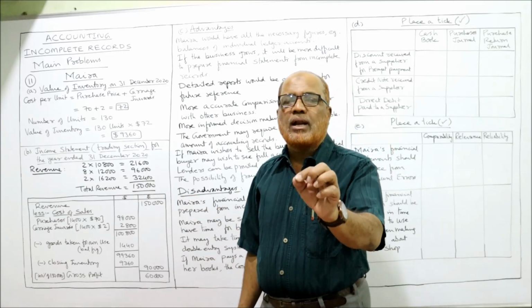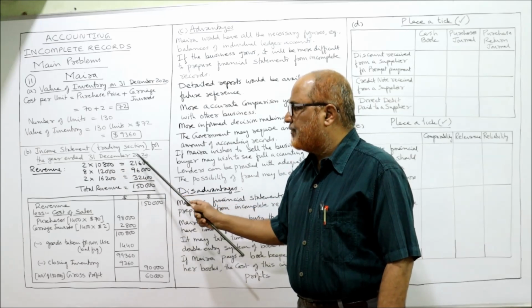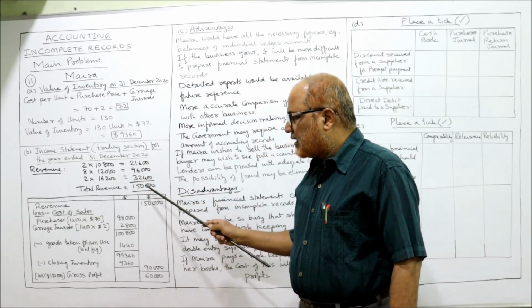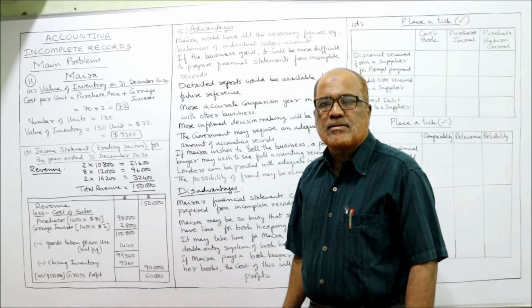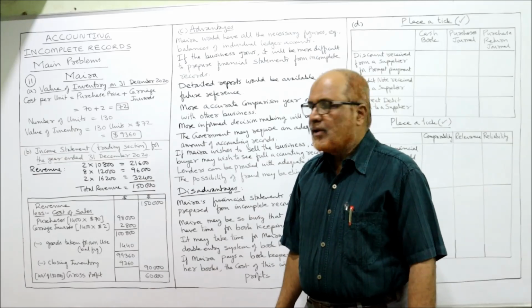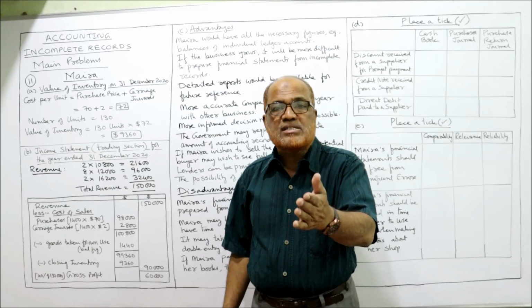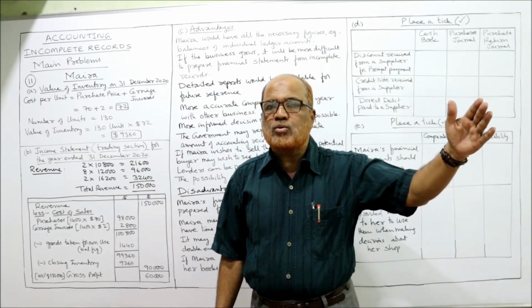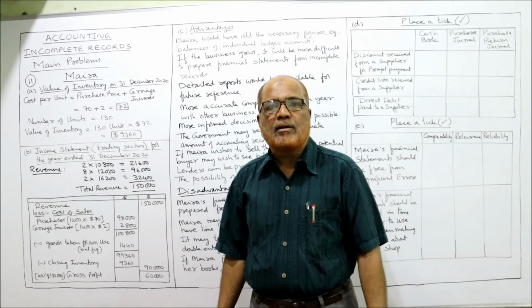Trading section means only up to gross profit we have to find out. For the year ended 31st December. Sales revenue, just now we have calculated 1,50,000. From sales revenue, we deduct cost of sales. Opening inventory: we don't have any opening inventory because it's a new business started on 1st January 2020. So before 1st January 2020, there was no business. That means there is no opening inventory.